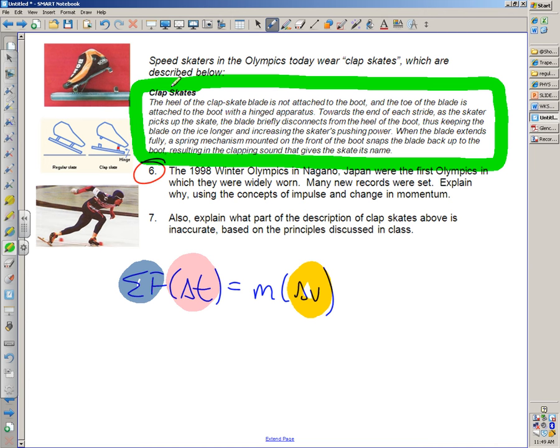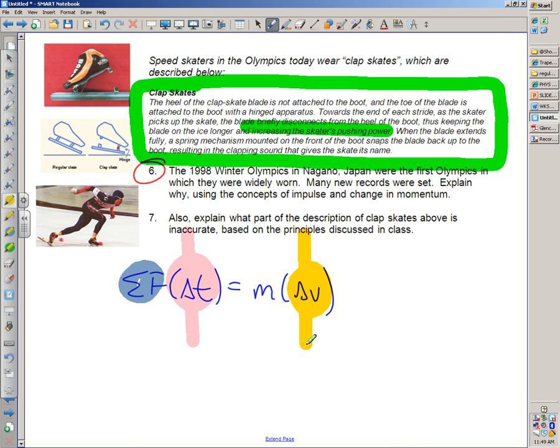So, let's wrap this up. What's the piece of inaccurate wording they have put in here? What is the phrase that needs to change? Increasing the skater's pushing power. Does it actually increase how hard the person is pushing on the ice? No. That's not what it does. What it does increase is the amount of time that the person is pushing on the ice. The end result is the same. You still end up with a greater increase in velocity, just a different way of going about doing it. Okay? Good there? All right.